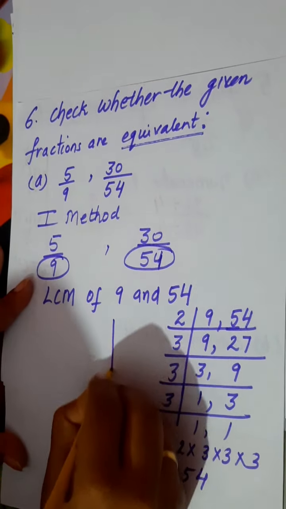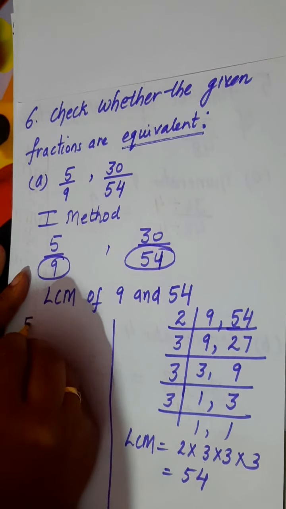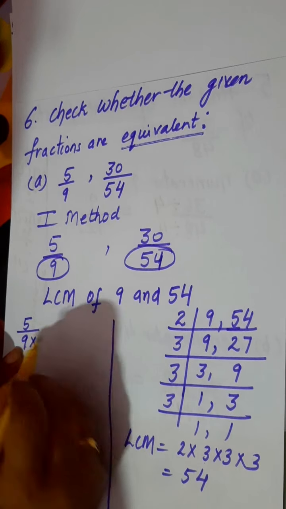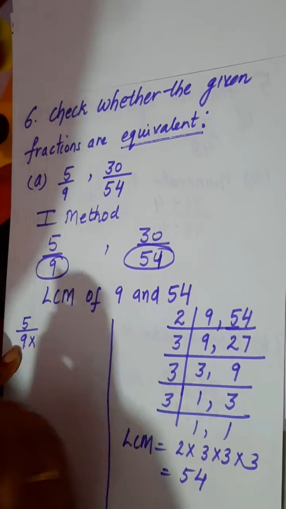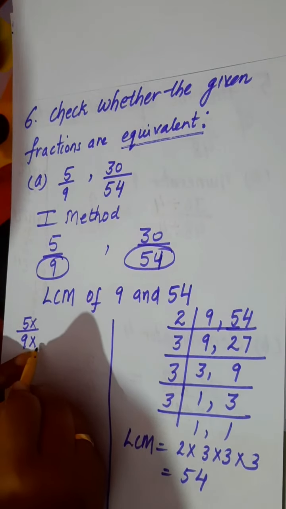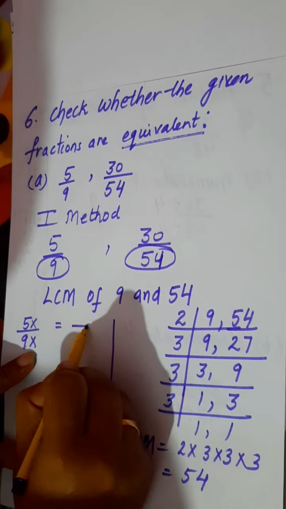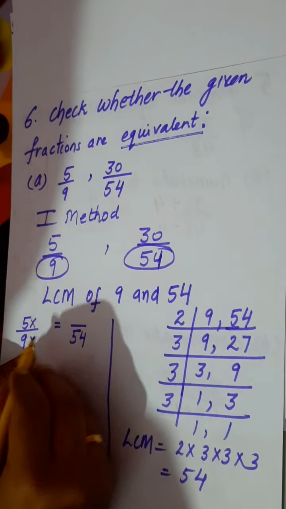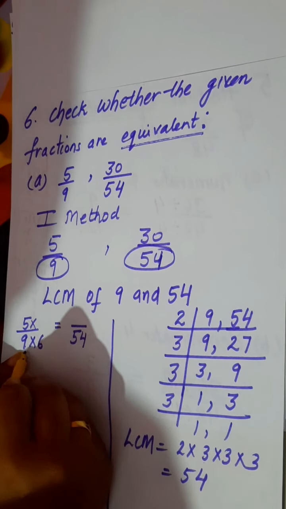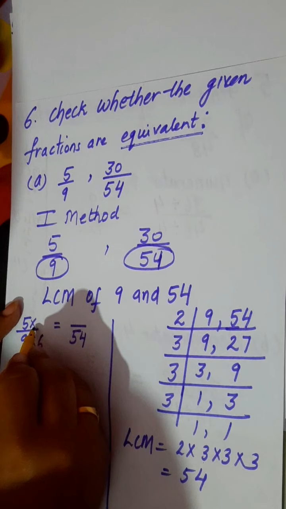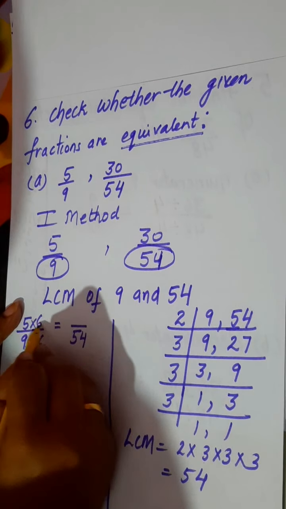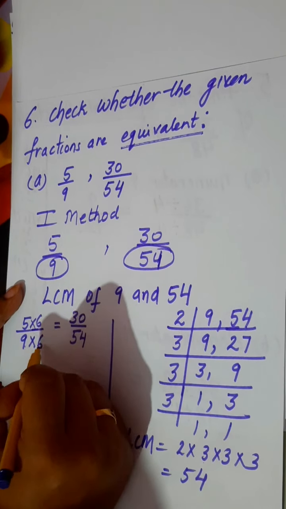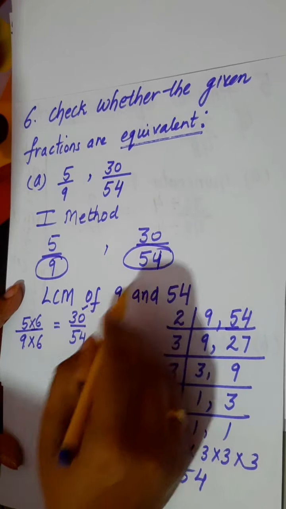So in this method, your denominators will be the same. Here I have 5 upon 9. By which number do you multiply 9 so that you will get 54 in the denominator? For this you have to multiply by 6, because 9 sixes are 54. Again you have to multiply the numerator by 6. 5 sixes are 30. So when you multiply both the numbers by 6, you will get 30 upon 54.